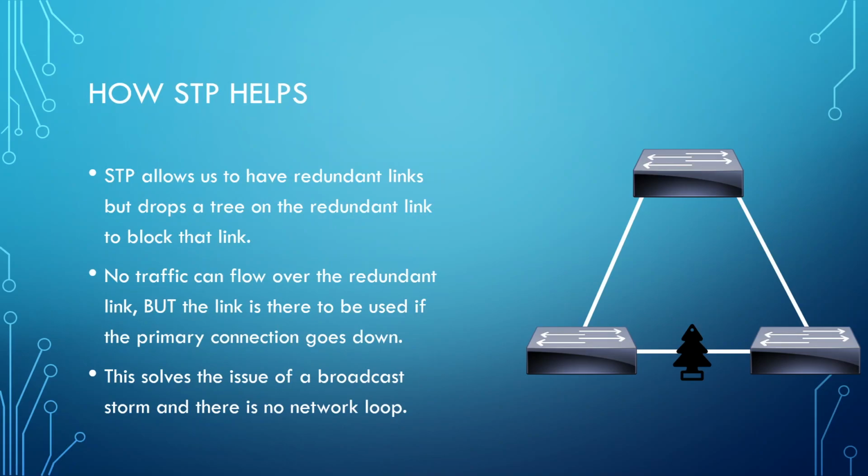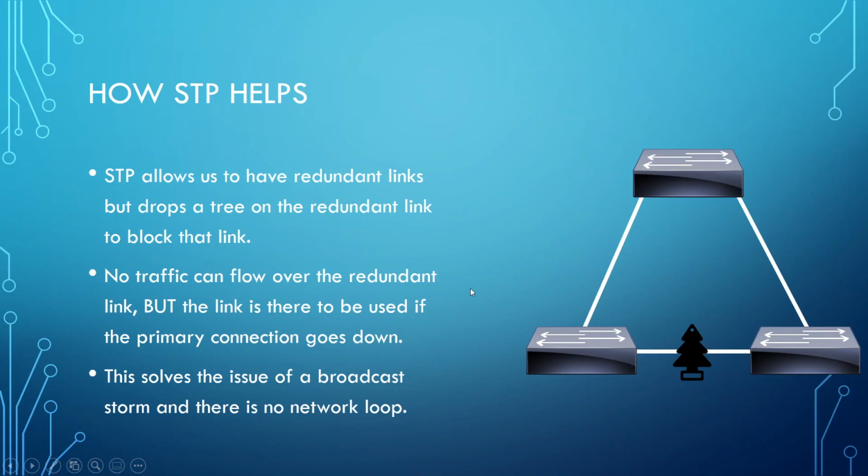So, the way that STP works, it allows us to have our redundant links. In this case, we can still have our redundant link down here. However, think of it like this. STP drops a tree over that redundant link. So, visual imagery, a tree there. The way that STP works, it allows us to have redundant links, but not all those links will be used. So the way that this works now is that this redundant link is going to be blocked. So no traffic will be flowing over this redundant link. Traffic will be flowing over these links and these links, okay?